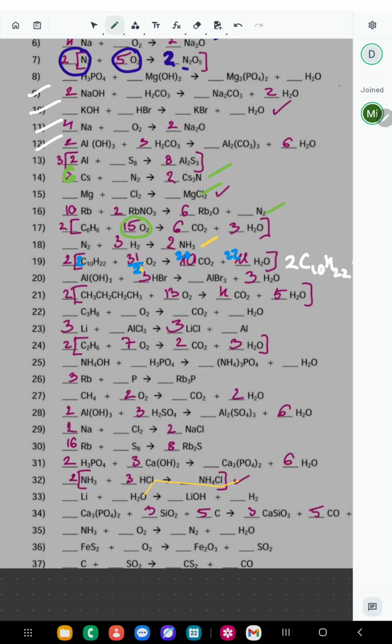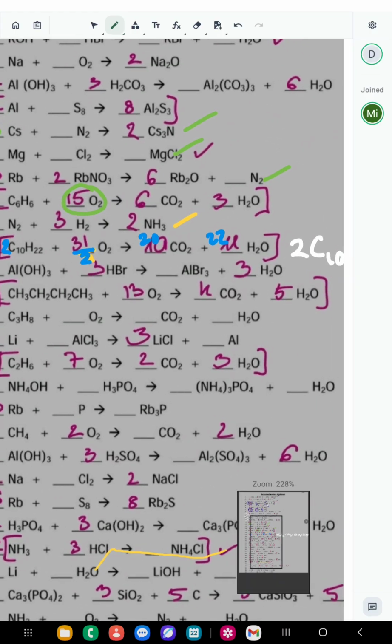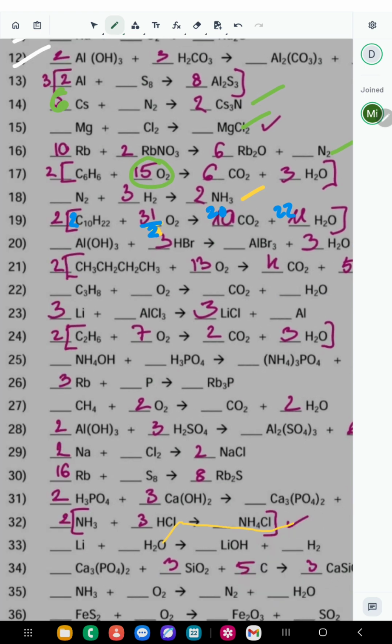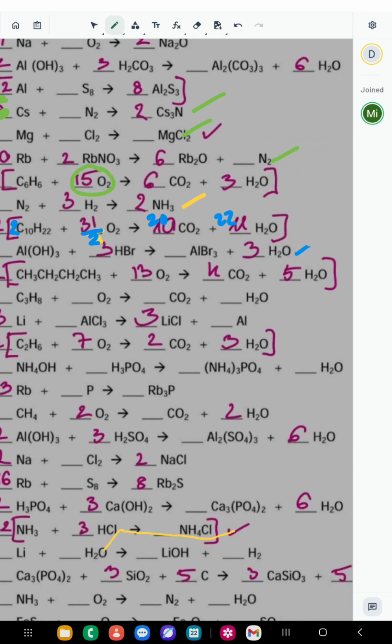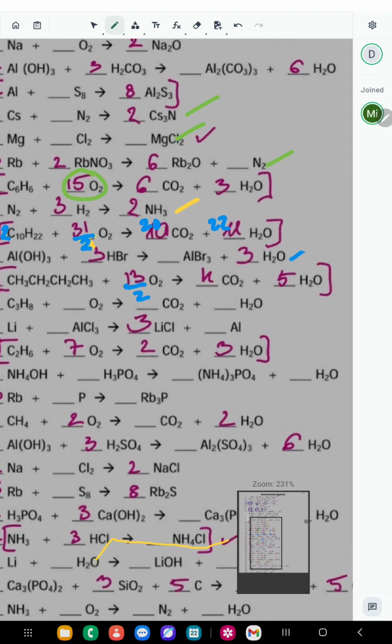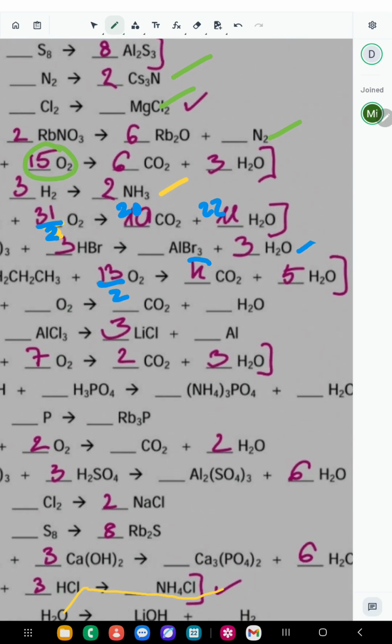Okay, then number 20, 1, 3, 3. This one is correct. Then on 21, 2, 13. Now, this is 13 over 2. Then this is 4? So that should be 8. 13 over 2, 4. If you multiply that, it would become 8, and this would become 10.